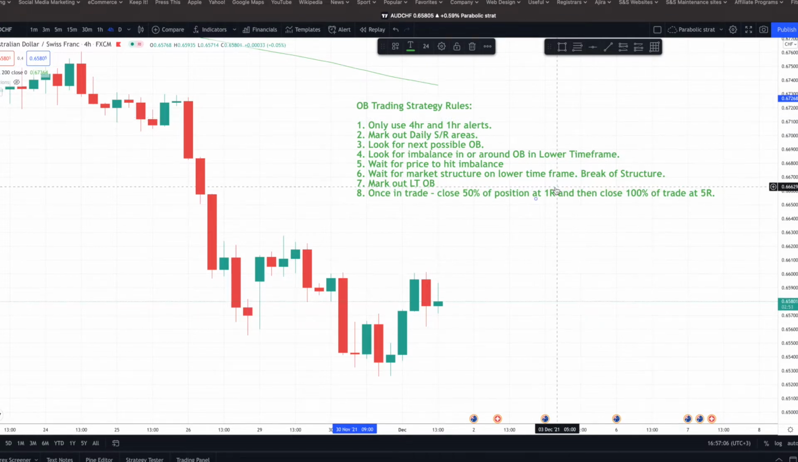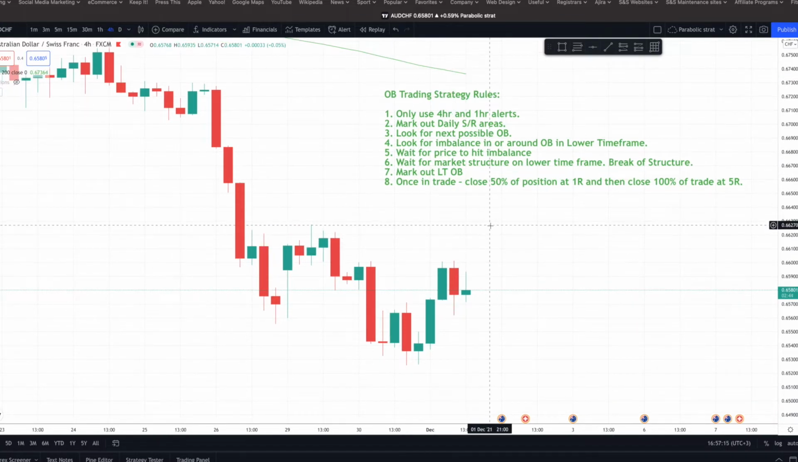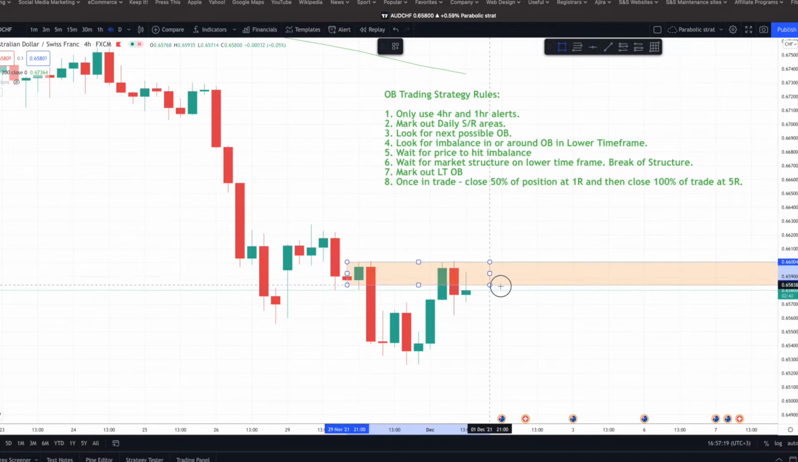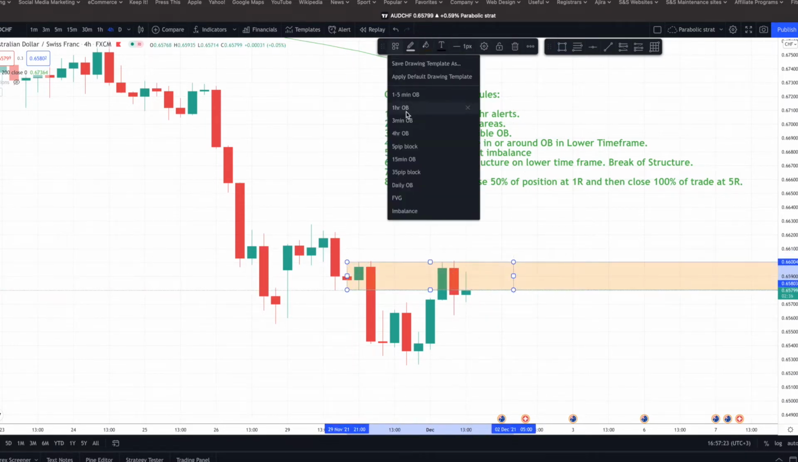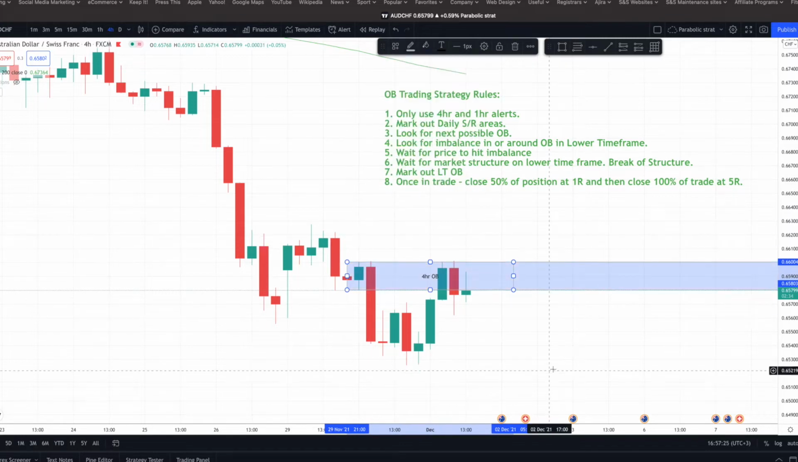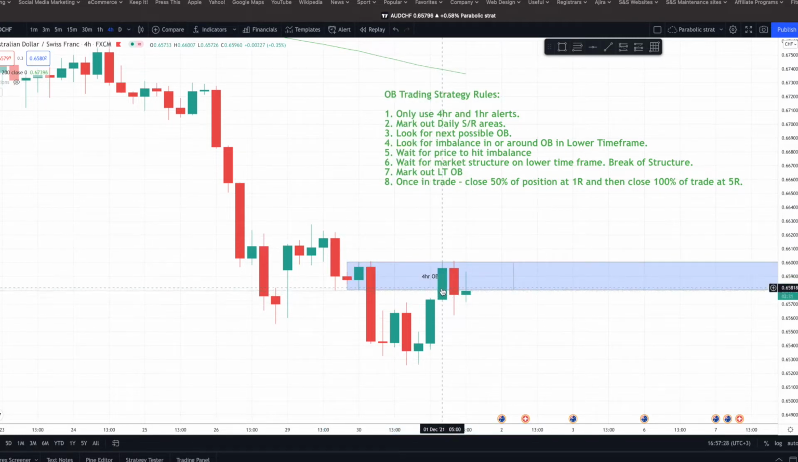So you can find your order blocks yourself. I will also post a link to the community I use, so you can check them out. But basically, I got this alert this morning to say that this order block had been hit. This is a 4-hour order block. When it touched in on this one, that's when I got the alert.